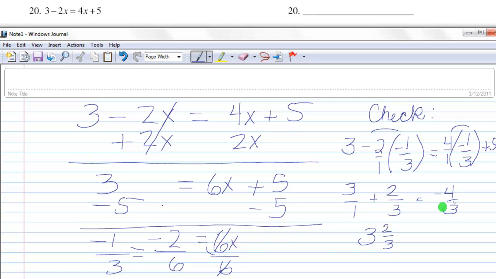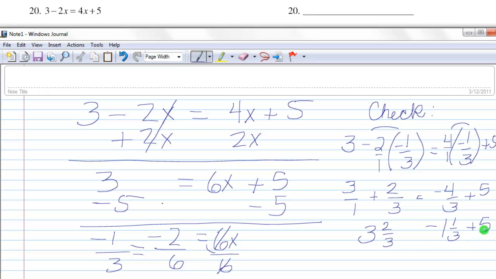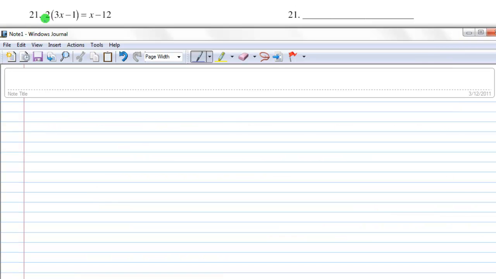On the right I have -4/3 plus positive 5. And a -4/3, it's a -1 1/3 plus 5. So see, 1/3, I need another 2/3 to get that 1/3 to be a whole. And then that brings me up to 2. And if I add 3 more, then I get my 5. So these do check.